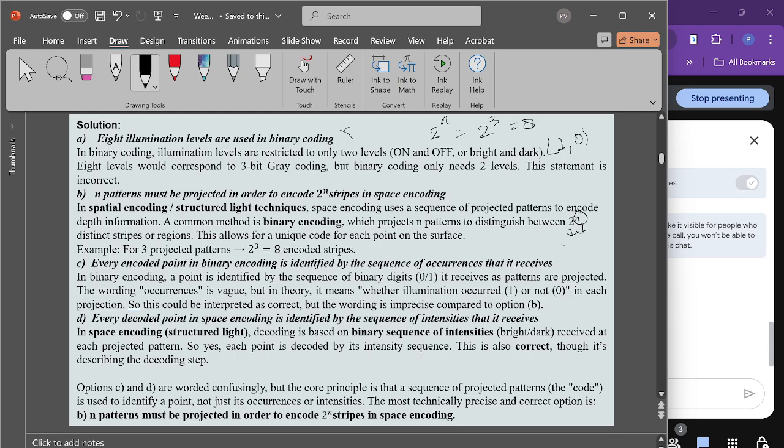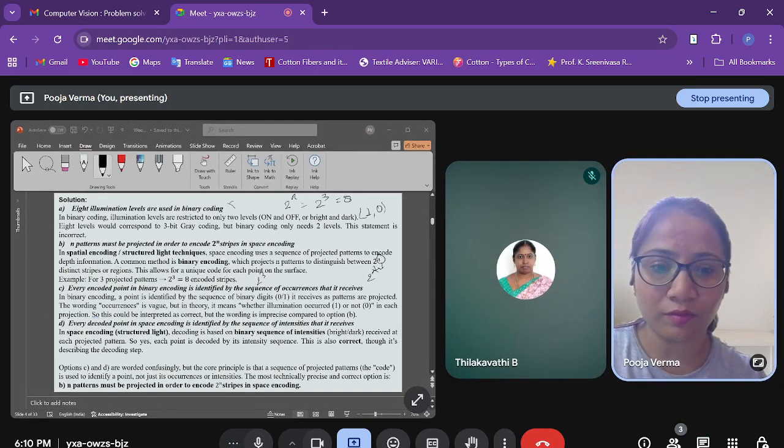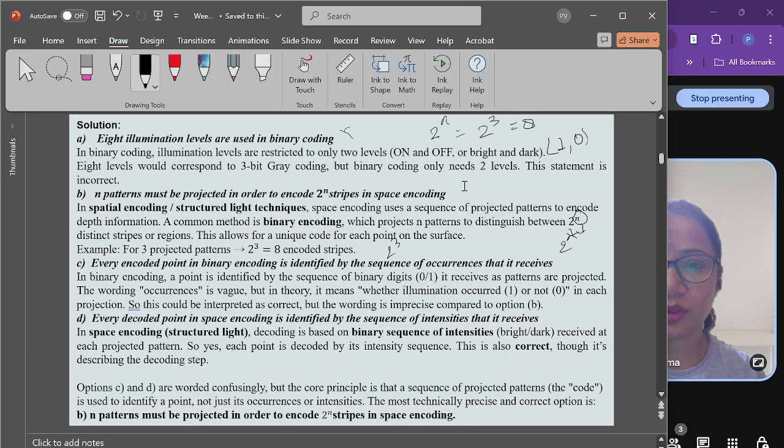Here n is the number of patterns, how many patterns will be there, and the total number of encoded strips will be 2 to the power n. This allows a unique code for each point on the surface. For example, with 3 projected patterns, 2 to the power 3 gives 8 total encoded strips. So this is correct: n patterns must be projected in order to encode 2 to the power n strips in space encoding.